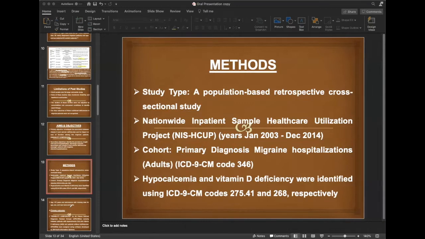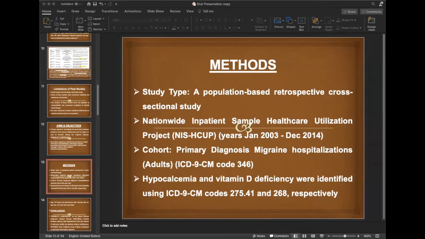Cohort definition and study type will cover the duration if you have a long-duration study. Then the definition of the cohort, the cases and controls which you choose. And number five, which risk factor you are trying to study. So these are some of the important aspects you are going to cover in the methodology.